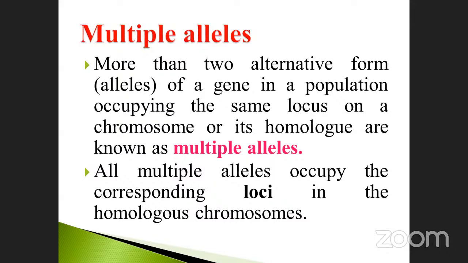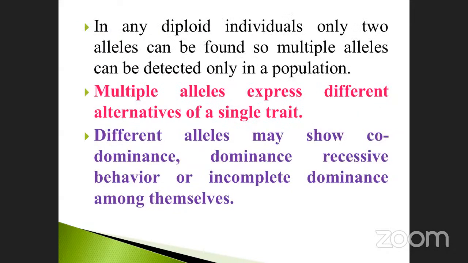Already discussed: all the multiple alleles occupy the corresponding loci in the homologous chromosomes. The locus is nothing but the place occupied. In any diploid individual, only two alleles can be found, so multiple alleles can be detected only in a population. Multiple alleles express different alternatives of a single trait. This is also a straight question.